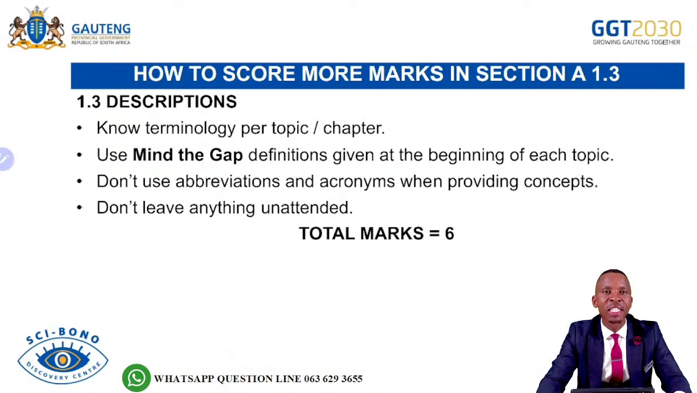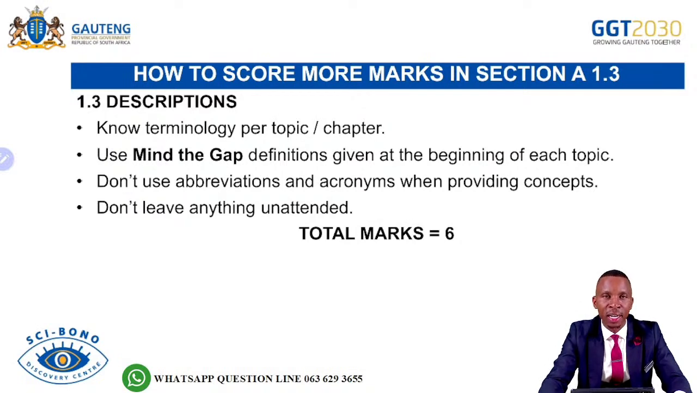Always use the Mind the Gap definitions at the beginning of each chapter or each topic. It will guide you because the concepts that are required here are from the Mind the Gap. Do not use abbreviations or acronyms. They are not allowed. Let's say the answer should be marginal cost. If you say MC, it will be wrong. Ensure that you use full answers.